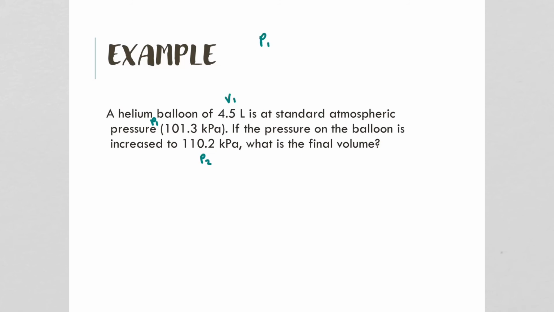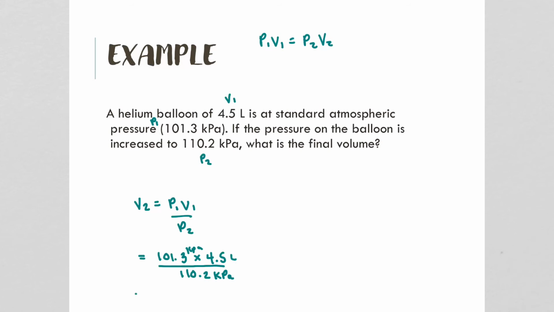So remember, P1 times V1 equals P2 times V2. We don't need to include the temperature because it's not a factor here. So we'll rearrange our equation. So V2 is equal to P1 times V1 over P2. So we'll have 101.3 kilopascals times 4.5 liters divided by 110.2 kilopascals. So the kilopascals will cancel out, and we'll get our volume in liters, which is 4.1 liters to round off to sig figs. So our balloon has shrunk to 4.1 liters from 4.5.